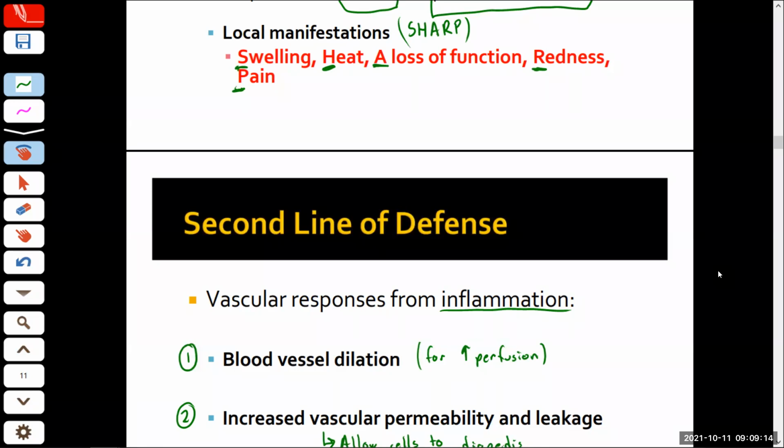Loss of function and redness. Why would my cut be red? More red blood cells. You guys see what I'm saying here: I'm going through this and I'm asking why. Okay. Why would I feel pain? Haven't gotten there yet, but we will.